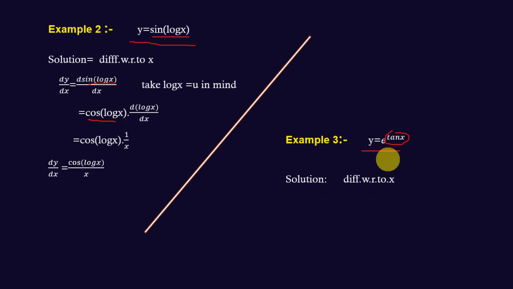Then differentiate this with respect to x, that is the derivative of e raised to tan x. The exponential derivative is e raised to tan x into the derivative of tan x, that is e raised to f of x into f dash of x. Here f of x is tan x, and the derivative of tan x is sec square x. That is, we get dy by dx as e raised to tan x, exponential, into f dash of x, that is sec square x. Then this is the value of the derivative.